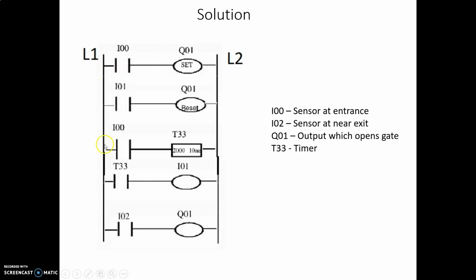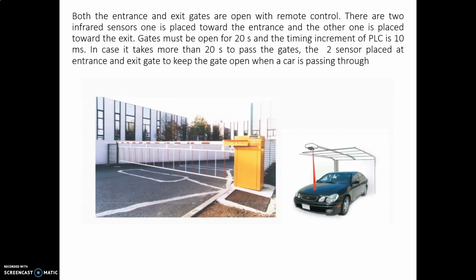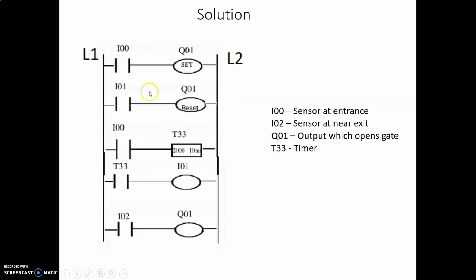Now look at the first figure, and let's take the example of that vehicle. What is being shown here is that both the entrance and the exit gates are opened with remote control, right? It means I just have to press the switch once, and then the gates open, and the remaining cycle should occur automatically. So it is remotely controlled. When we close this switch I00, the sensor at the entrance, you just place the remote control here, and this will get closed.